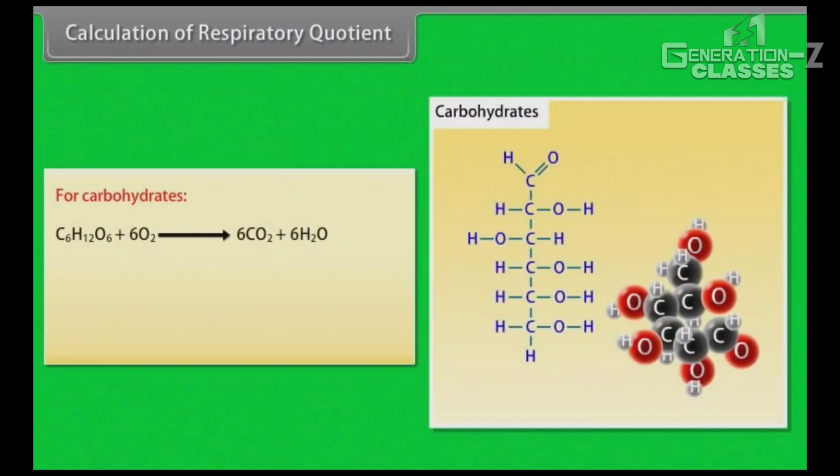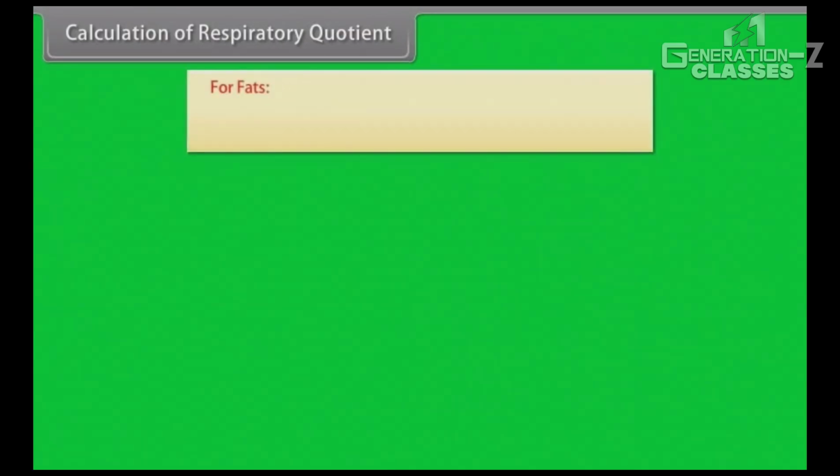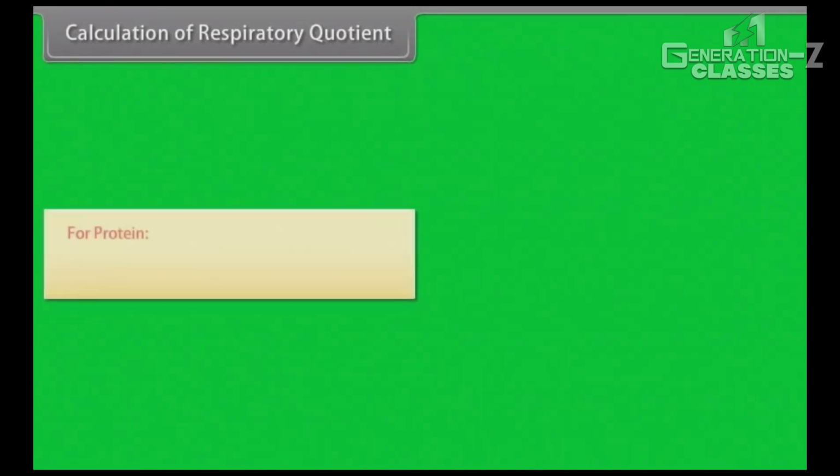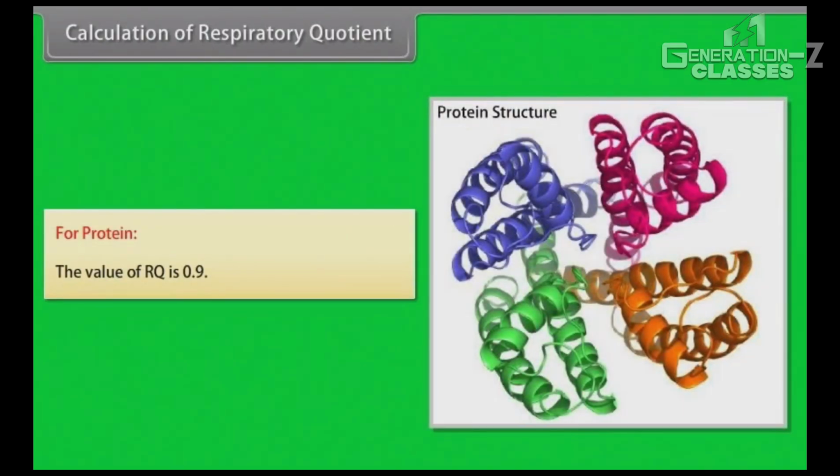Calculation of respiratory quotient. For carbohydrates, C6H12O6 plus 6 O2 gives 6 CO2 plus 6 H2O. Respiratory quotient can be calculated as 6 CO2 by 6 O2 is equal to 1. For fats, 2 C57H110O6 plus 163 O2 gives 114 CO2 plus 110 H2O. Respiratory quotient is equal to 114 CO2 by 163 O2 is equal to 0.7. For protein, the value of respiratory quotient is 0.9.